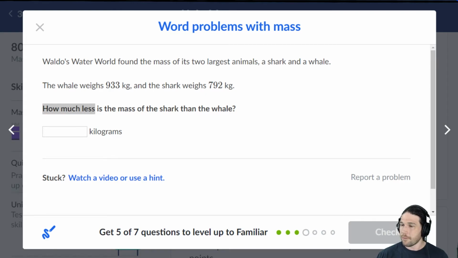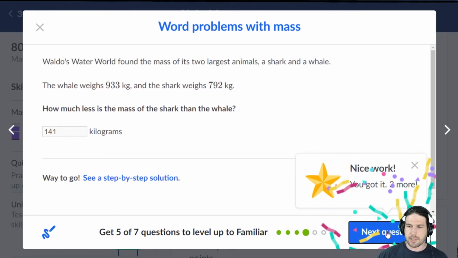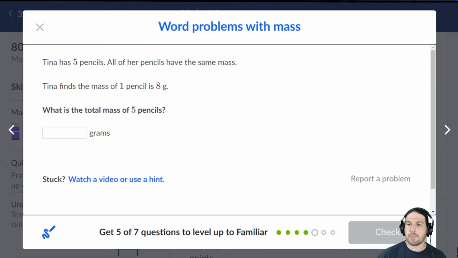Okay, unfortunate. 933 minus 792. Okay, we're going to do this live. 933 minus 800 is 133. And then we're going to add the 8 that's left over, and we get 141. It looks like 1 silver key concurs with me, which makes me feel pretty confident about my answer, 141 kilograms, and that is that. Tina has 5 pencils.